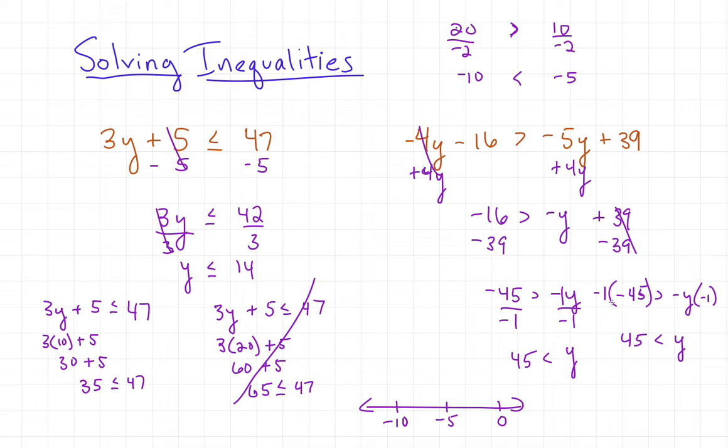So anytime you are working with an inequality and you have to divide both sides of the inequality by a negative, or multiply both sides of the inequality by a negative, you've got to then change the inequality symbol from greater than to less than, from less than to greater than, less than or equal to greater than or equal to, whatever it might be. You just have to change it the opposite way. All right? So that's how you solve inequalities.